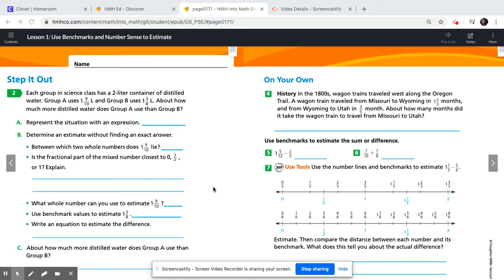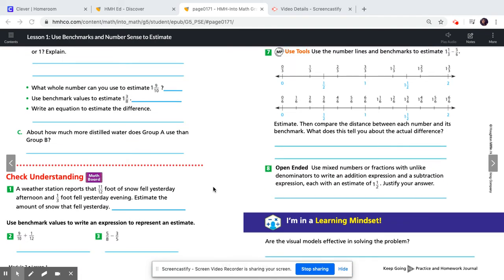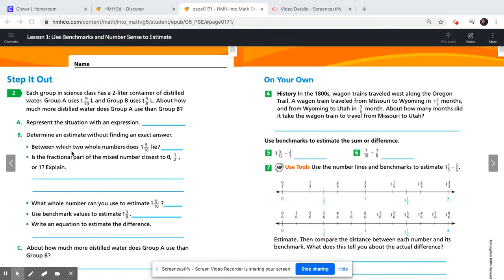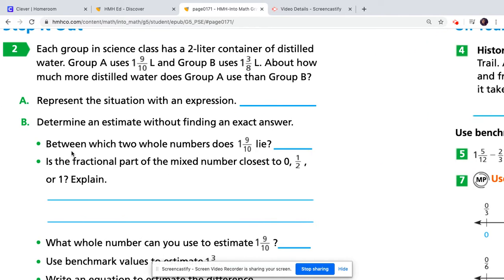Hi, boys and girls. Okay, so today we're on page 151 and 152. We're going to be going back and refreshing on fractions. Okay, that's where we left off before the schools closed.